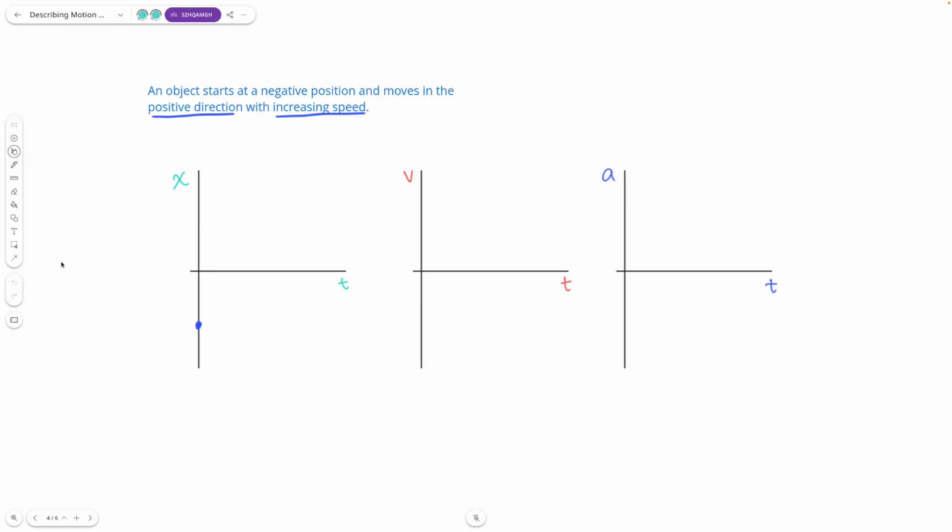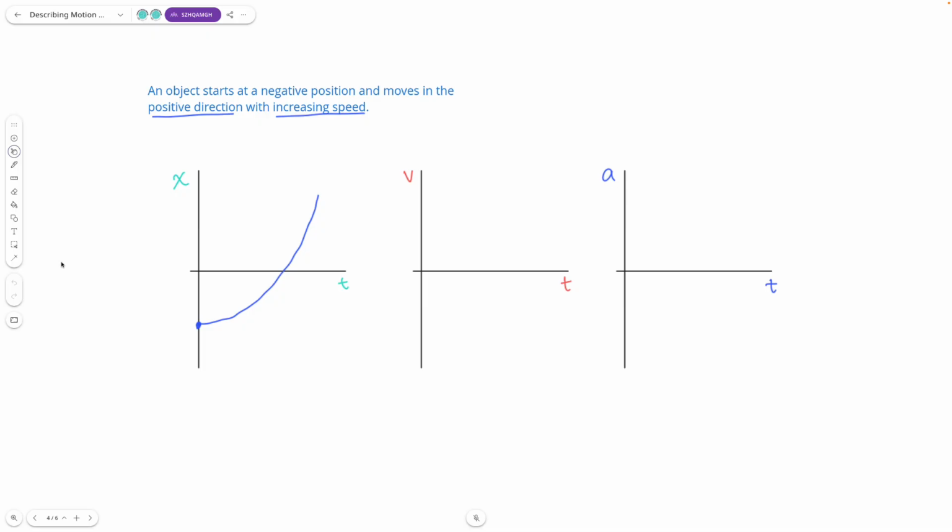So our position versus time graph will look like this. Okay, we have a positive increasing slope, but we have a negative y-intercept to indicate that negative initial position. On our velocity versus time graph, we want to indicate now just positive increasing velocity. The fact that we start at a negative position has no bearing on what our velocity versus time graph looks like.